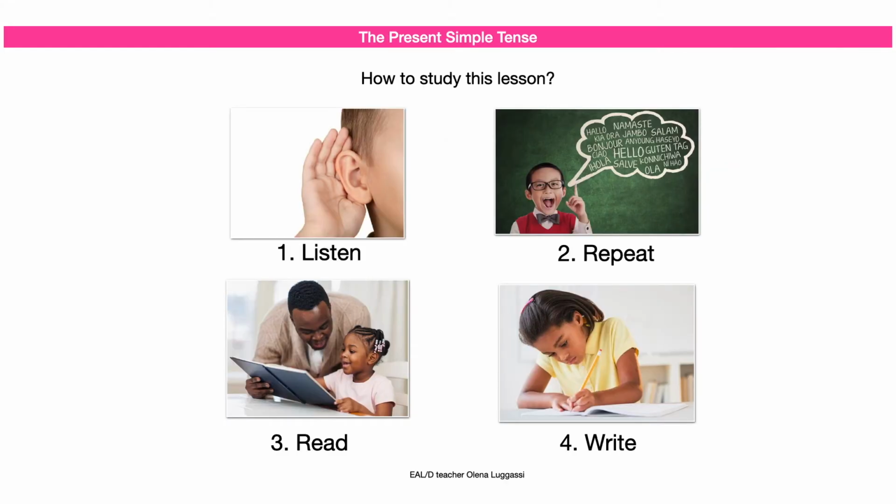How to study this lesson? Step number 1. Listen. Listen how I read the sentences and the words. Step number 2. Repeat. Repeat after me. Step number 3. Read. Read with me. Follow me. And step number 4. Write. Write the sentences and the words in your books.